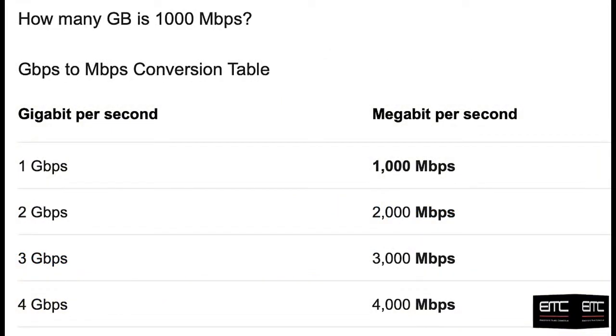So let's talk about megabits. Megabits per second: 1,000 megabits is basically equal to 1 gigabit. 2 gigabits would be 2,000 megabits per second, and so on and so forth.